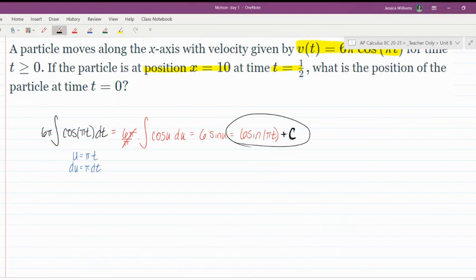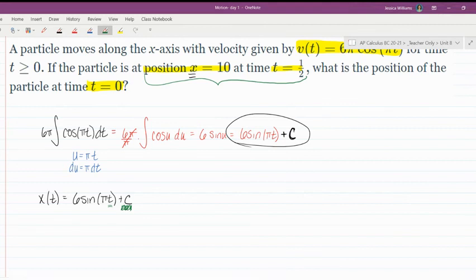All right, so this is our position function. I'm going to call it x because they called it x. So my position function, x of t, is 6 sine pi t plus c. They want to know what is the position of the particle at time 0. So I could happily just chug along and put a 0 in for t, but I have this unknown here that I have to go find first. And I'm going to find it with this. It's called an initial value. I'm going to go find it using this initial value.